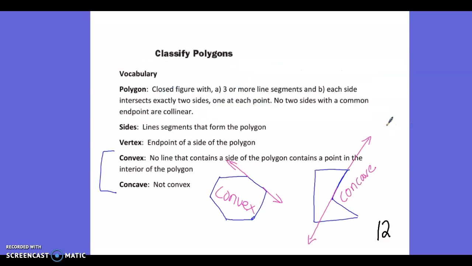And the last thing we're going to look at today, and you might want to take a little break and press pause, is classifying polygons. Now you can go over what those are, but convex and concave are very important. If you can draw a line on the edge and extend it, and it doesn't touch any part of that figure, it's convex. If it cuts through, it's concave.